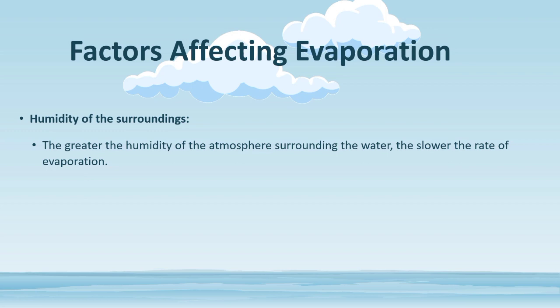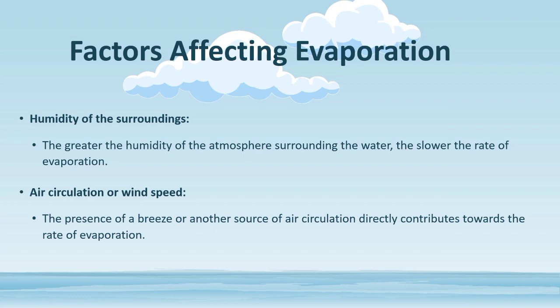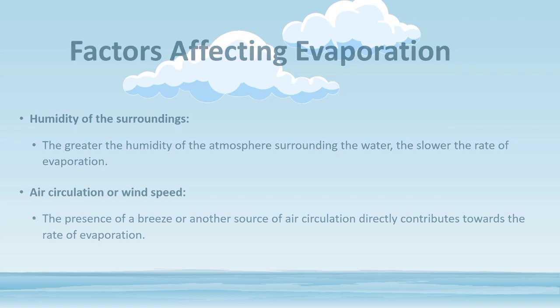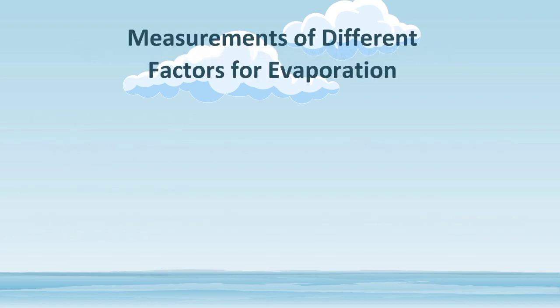The last factor is the air circulation or wind speed. The presence of a breeze or another source of air circulation directly contributes towards the rate of evaporation. The presence of a breeze, a powerful wind, or some other form of air circulation can speed up this process and make the environment of the liquid less humid. Therefore, by decreasing the humidity of the liquid's surroundings, a powerful breeze or wind can increase the rate at which the liquid evaporates. Measurements of different factors for evaporation.